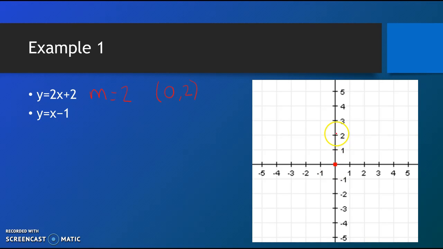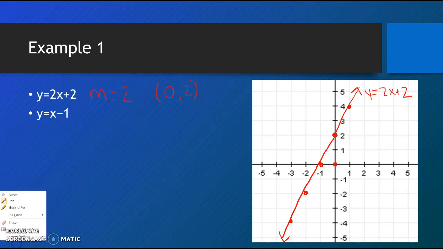So we'll start with our intercept at 0, 2. And using rise over run, since we have our slope, we can go up 2 and over 1 to establish some points on our line. And then we're going to connect all these points. And we're going to label our first line here as y equals 2x plus 2. And we're going to go ahead and change colors, that way we can see the difference between our two equations.